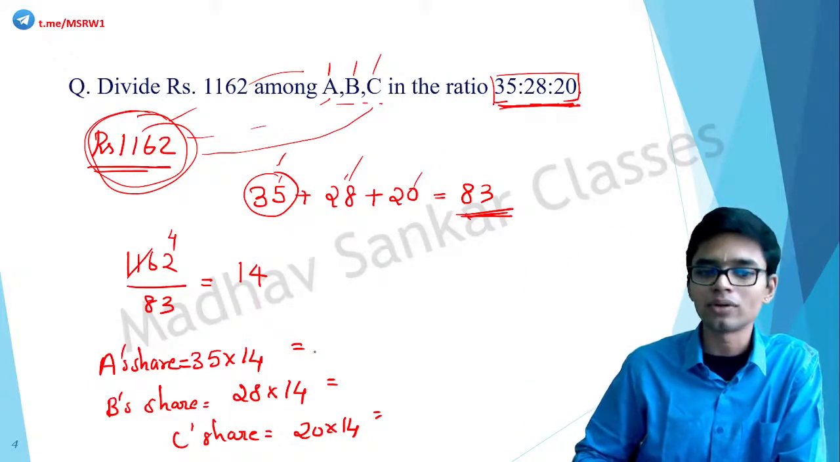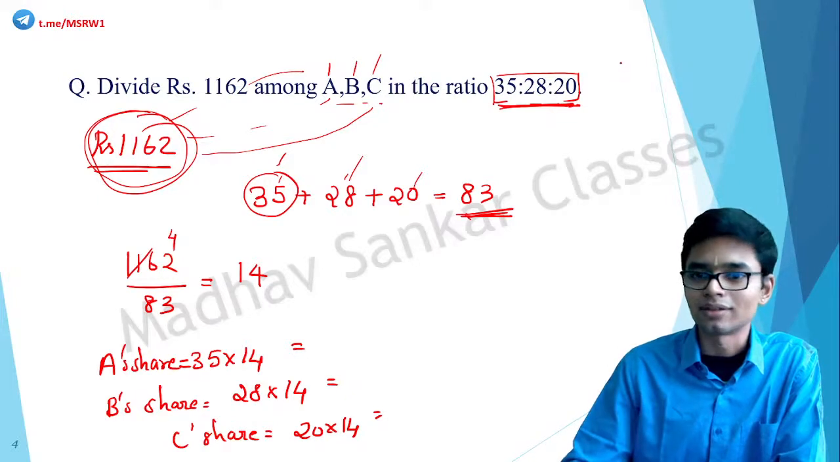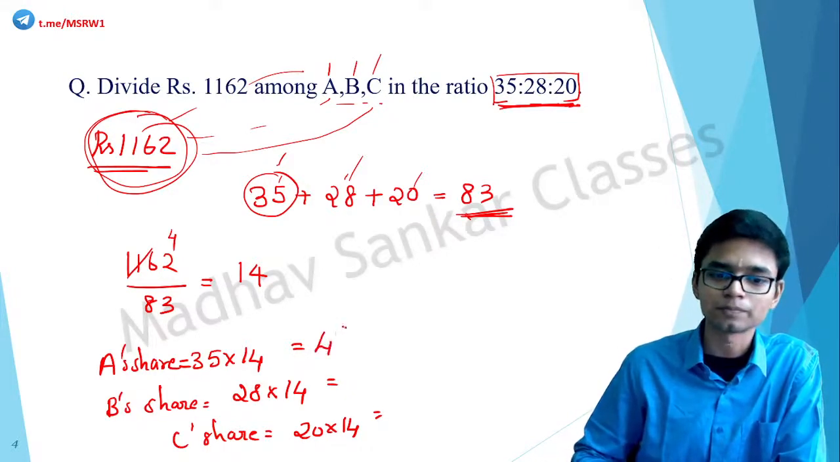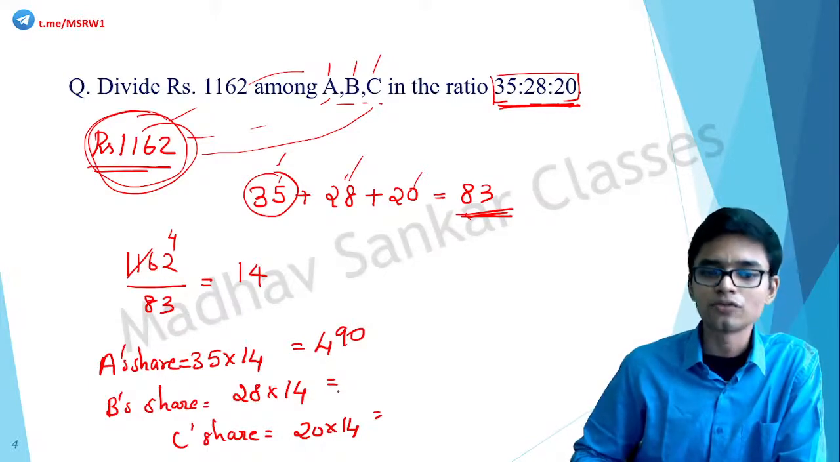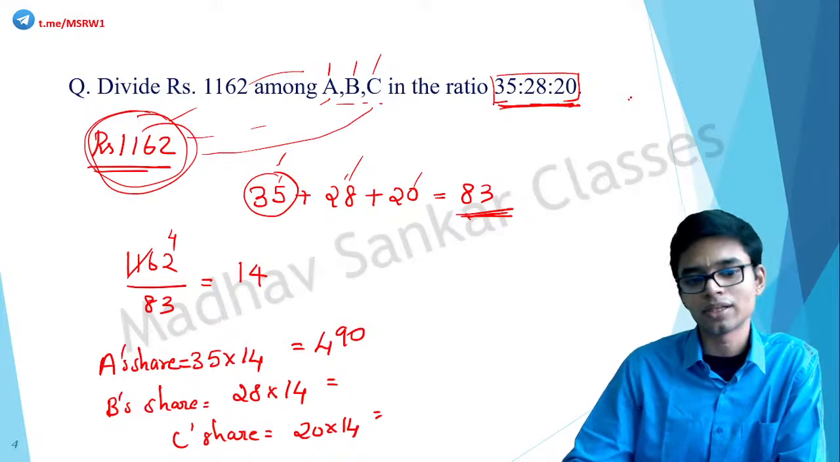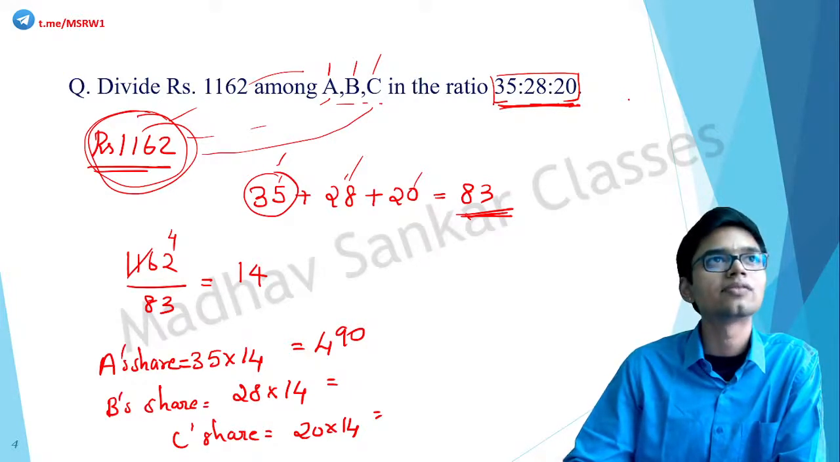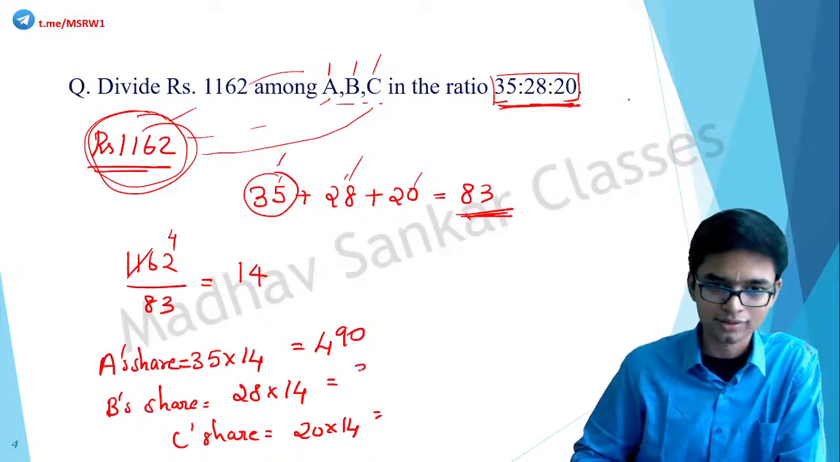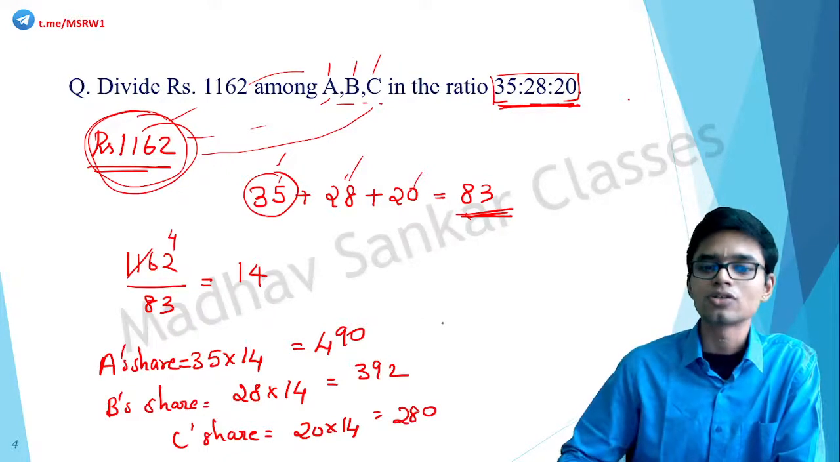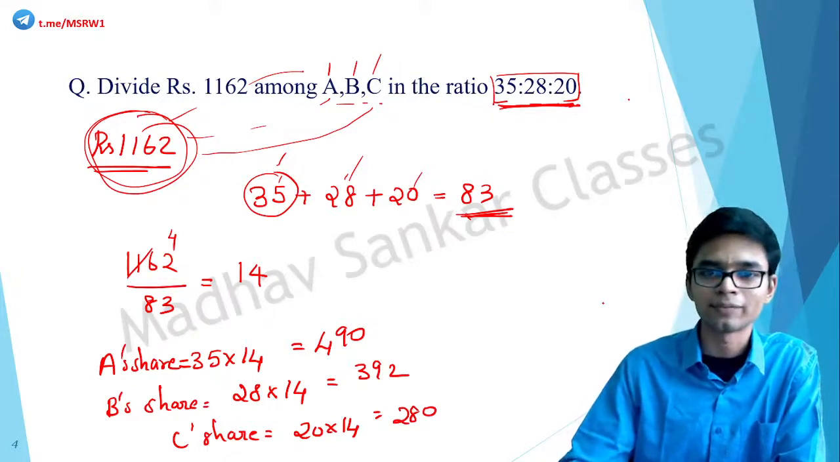So 35 into 14 is great. 35 into 2 is 70. 70 into 7. So 490. 28 into 14. Okay, that I have to do. 28, 280. Then 5 is 140. So 420 minus 28. 392, I guess. And then 20 into 14, 2 into 14, 28, 0. So these are the answers. This is how you divide.